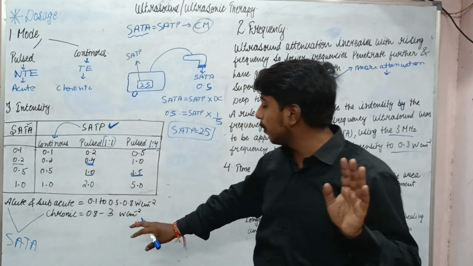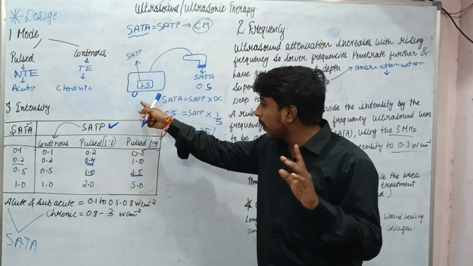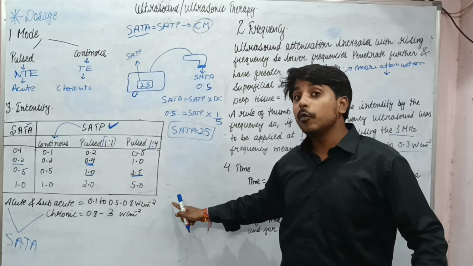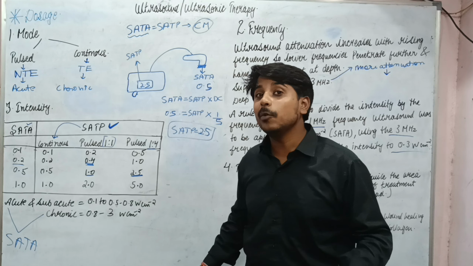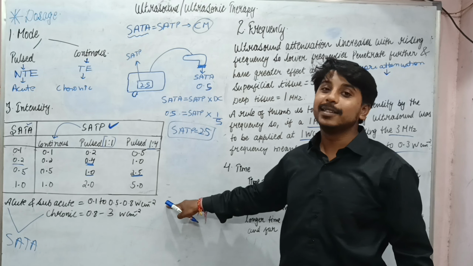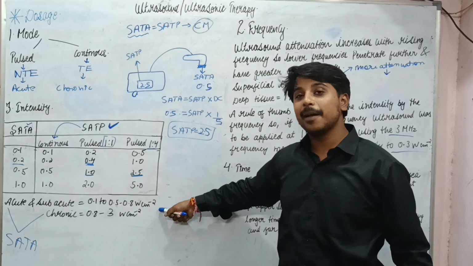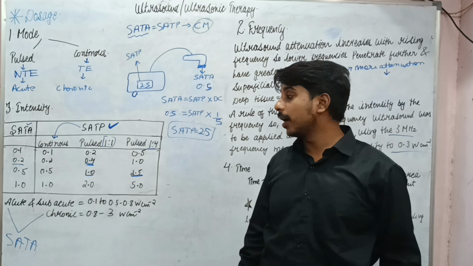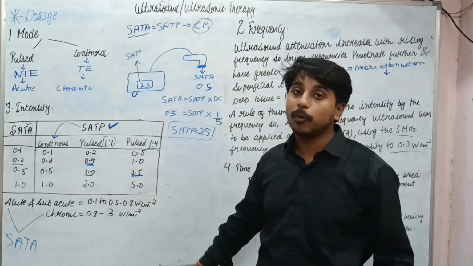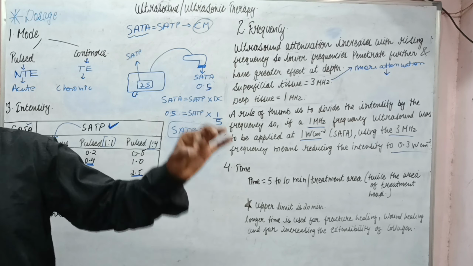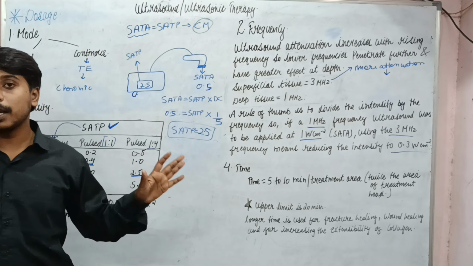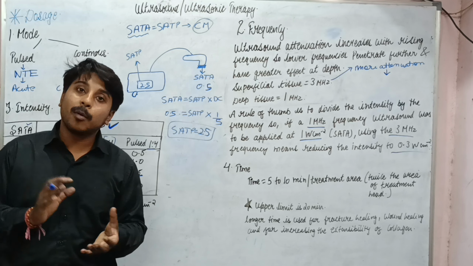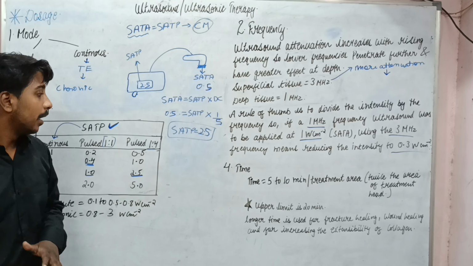In chronic conditions it is simple, you can do whatever you want. What you are giving is what you are getting. But for an acute condition, you need to calculate what you need to give to get this value. Okay, SATA I am making you learn, and SATP you need to calculate for different values. So this is about the intensity. I tried my level best to make you understand. Please, if you have any query regarding this, you can ask me in the comment section. I will definitely reply to you.